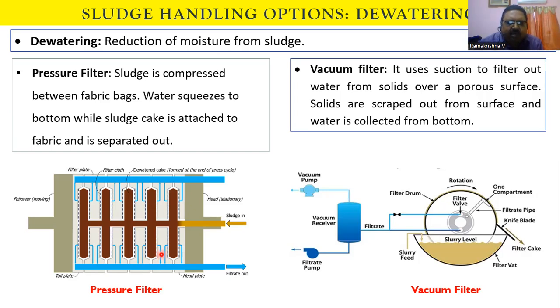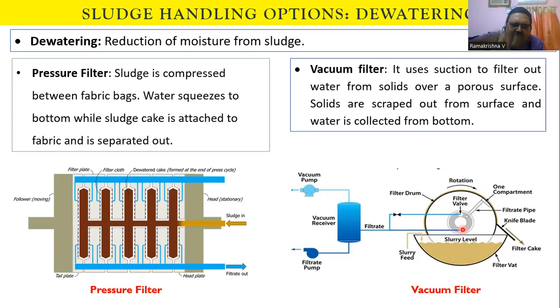The vacuum filter uses a suction or vacuum to filter out water from the solids on a porous surface. Now what you're having is a cylinder, a rotating drum. It is immersed in a tank which has sludge inside it, and is rotated. On top you are having a filter cloth. This is having a large number of pores. Inside is hollow. Now when the drum is rotating, suction is applied to the drum.